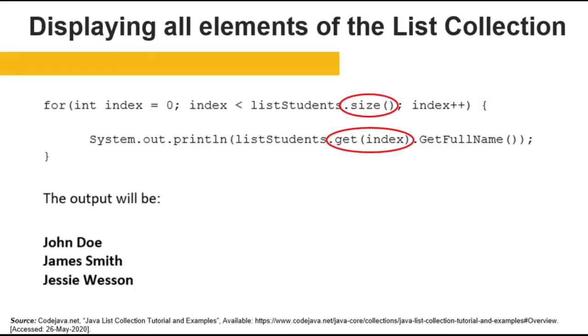Displaying all elements of the list collection. We can use a simple for loop in order to access and display all elements of the list collection. We need to use the size method to determine how many times the loop will iterate. For example, if we want to display the full names of all student objects stored in our list collection, we need to iterate through the elements of the list students and access each element for every iteration using the get method accepting an index followed by our getFullName method defined in the person class.